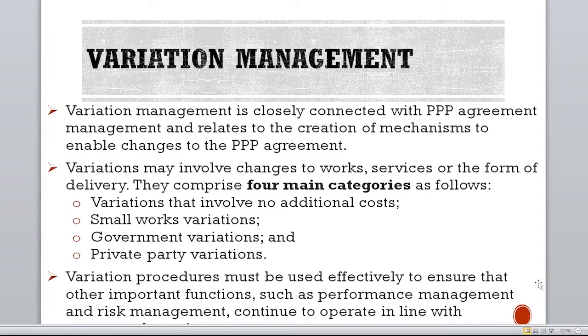Variation management. The government wants to provide for variations because in the course of the project, if it's a 5-year project, a 25-year project, or even a 2-year project where the initial bulk of implementing the project is within 2 years and the other years are maintenance and operations, the government wants to be sure that we take care of possibilities of variation.